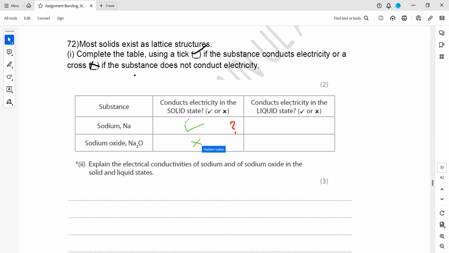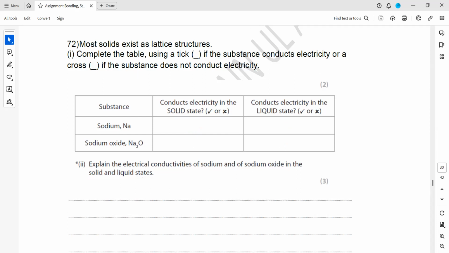So yes, solid sodium can conduct, but solid sodium oxide, an ionic compound, cannot. In a liquid or molten state, yes, it will conduct. Explain the electrical conductivity of sodium and sodium oxide in the solid and the liquid state.